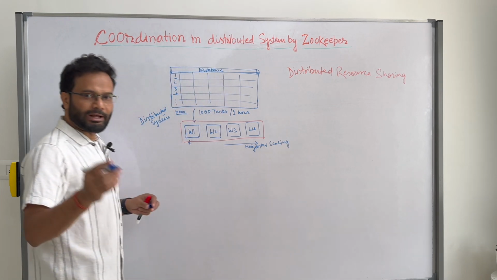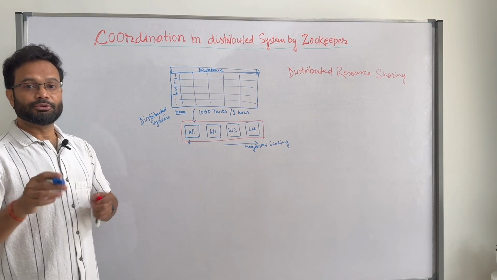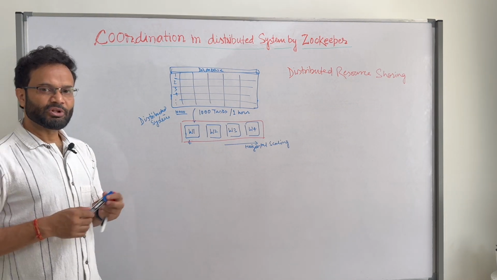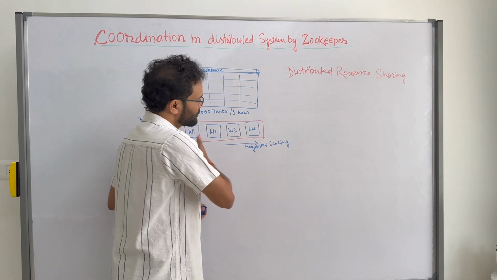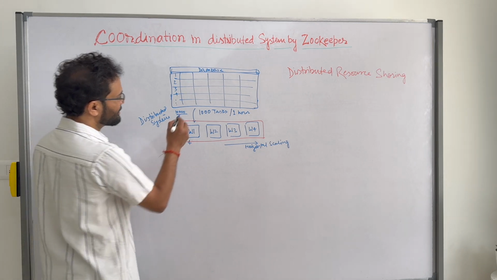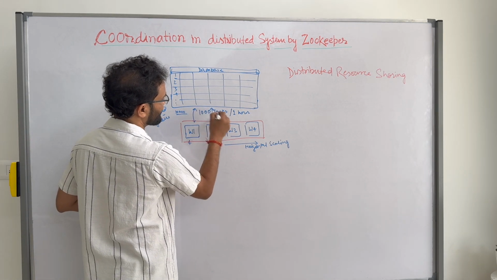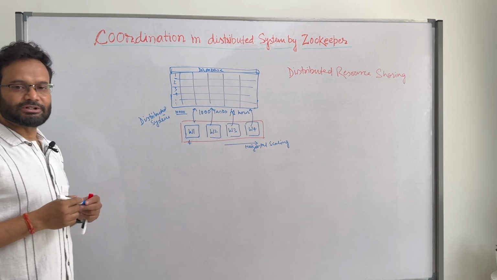Suppose you want to achieve this task in 1 hour, so you add 4 machines. If you want to achieve this task in half an hour, you can add another 4 machines. So you can horizontally scale this system. Then all the 4 machines will connect to the database, take the tasks, and start working.